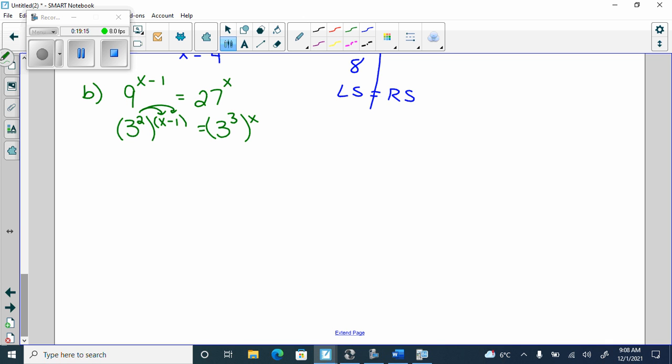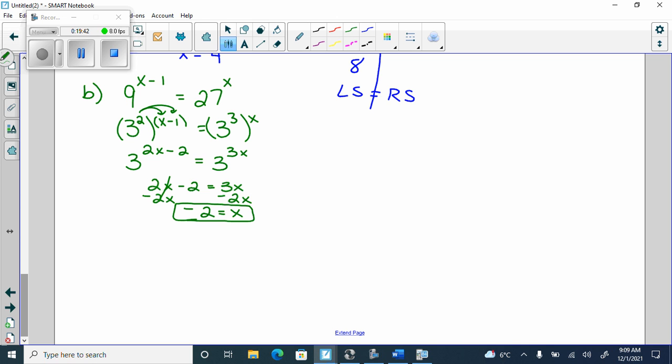Okay? So when you distribute, you get 3 to the 2x minus 2 equals 3 to the 3x. And then I can go 2x minus 2 equals 3x. Subtract 2x. Negative 2 equals x. So I know my x minimum on my calculator needs to be at least negative 3 if I'm going to check this in my calculator. So y1, y2, try this one out.